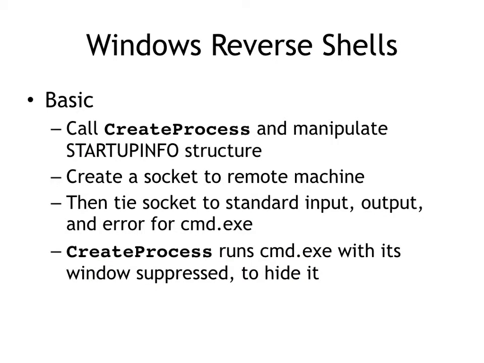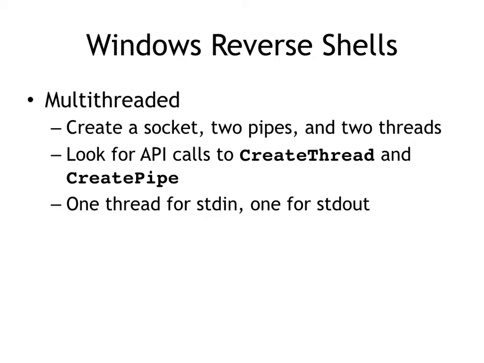All right, so if you want to make a reverse shell yourself, you'd call CreateProcess and create a socket to the remote machine. So you make a connection, and then you'd tie it to standard input, output, and error for cmd.exe, and then you can run cmd.exe commands remotely. You can make a multi-threaded one if you like, with two threads, one thread for standard in and one thread for standard out. Sometimes people like to do that instead of passing both kinds of data down the same port. I'm not really sure why. It might be more subtle.